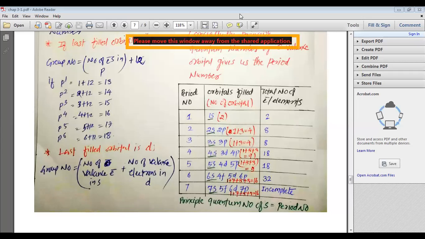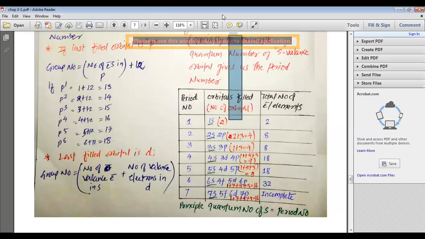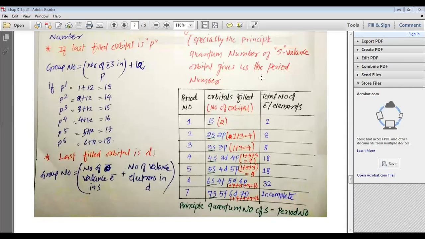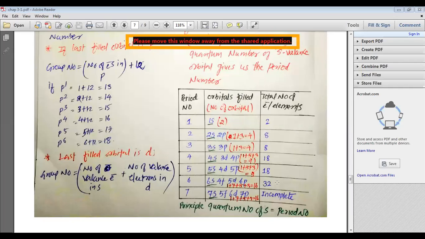A total of 16 orbitals are present. As there are 16 orbitals present, we can say that we can fill 32 electrons, and as we can fill 32 electrons, we can easily come to know that there are 32 elements present in period number 6, and this is how we justify, my dear students, the total number of elements present in a particular period.